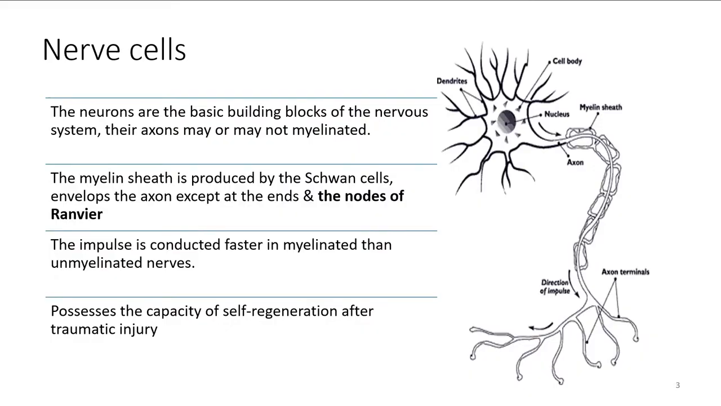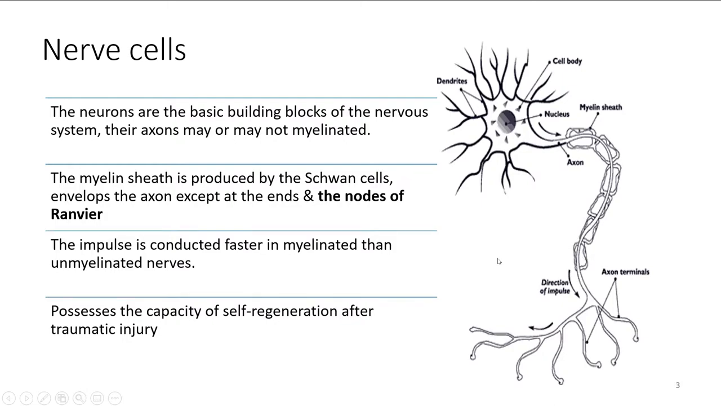In this picture you can see a nerve fiber which consists of dendrites, cell body, and axonal terminals, and this is a myelinated nerve fiber because the myelin sheath is present on the axons. The myelin sheath is produced by the Schwann cells and envelops the axons except at the ends and the nodes of the nerve. You can see the axonal terminals have no myelin sheath, and the distance between these myelin sheaths is known as the nodes of Ranvier.